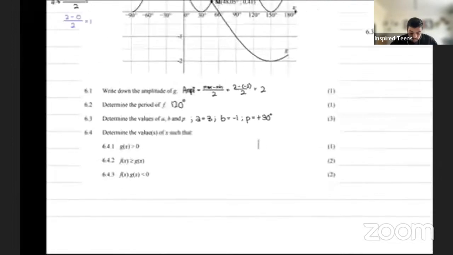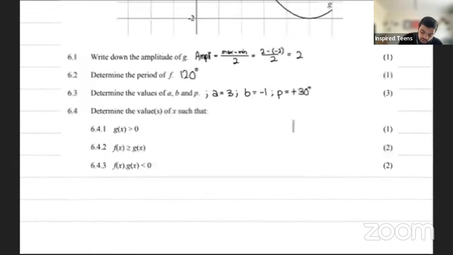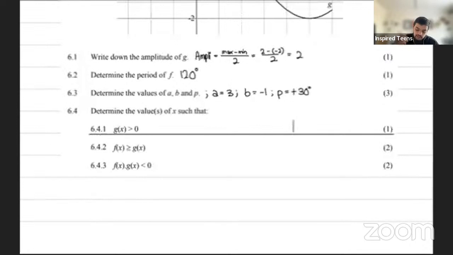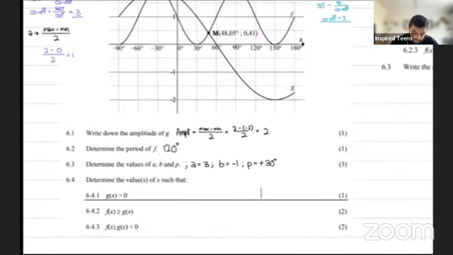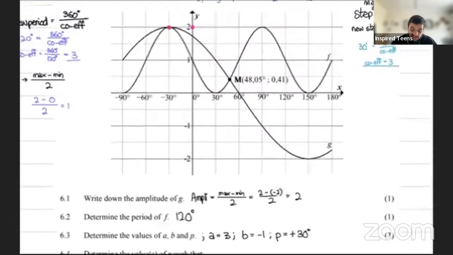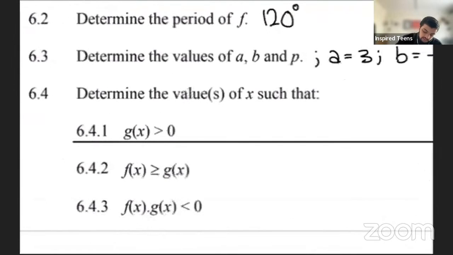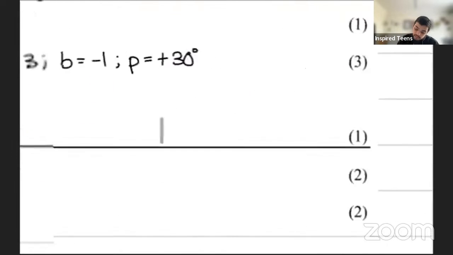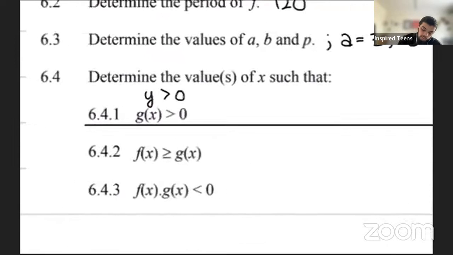Okay, determine the values of X such that G of X is greater than 0. Oh, great, our favorite intervals. Okay, so let's have a look at some intervals with trigonometric graphs. G of X greater than 0. So firstly, this is a function just like y, so this basically also means y greater than 0. It's 1 mark. It wants to know where this graph G of X is above the x-axis, because that's what y being greater than 0 means.